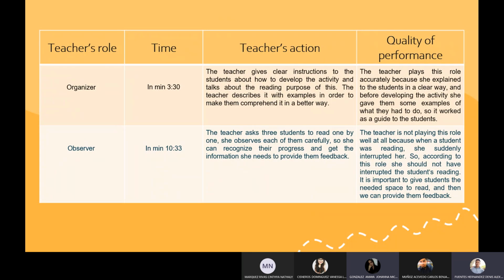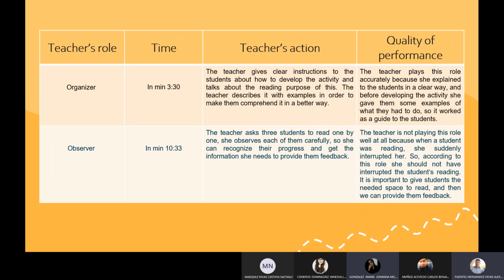In the video, the teacher asks 3 students to read one by one. She observes each of them carefully by paying close attention to them so she could recognize their progress and get the information she needs to provide them feedback.